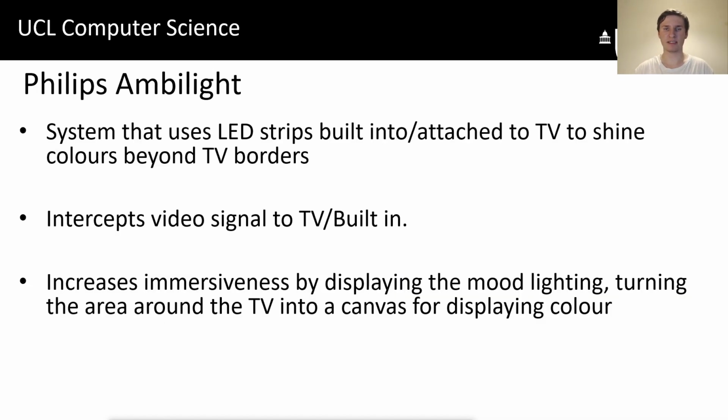The Philips Ambilight system uses LED strips placed around a TV. The system can either be built into a TV or added, and it works by intercepting the video signal and turning on the correct light colours. I'll let this demonstration show you what I mean.